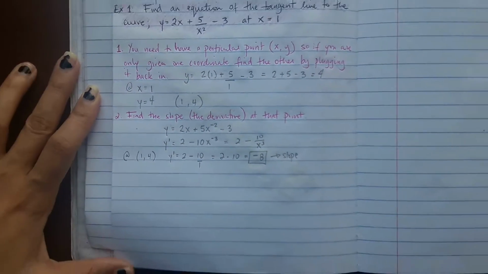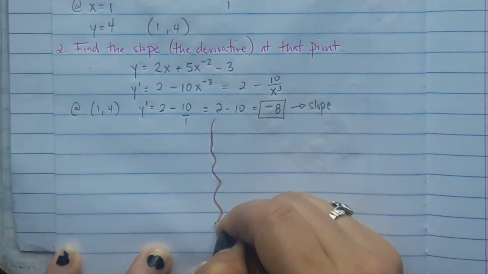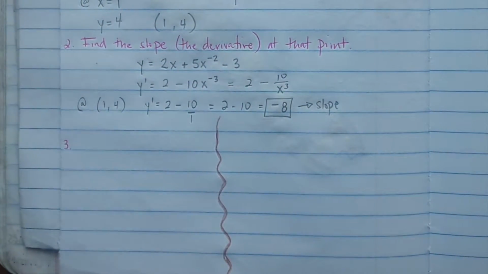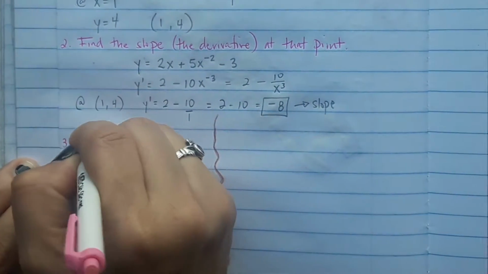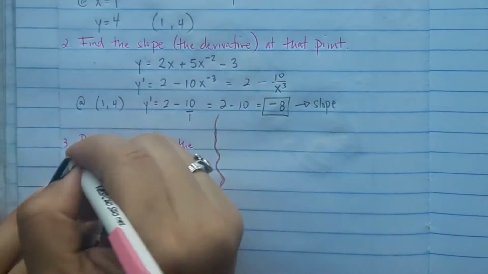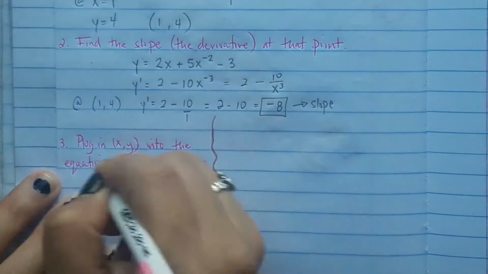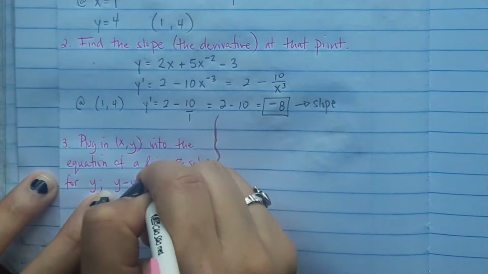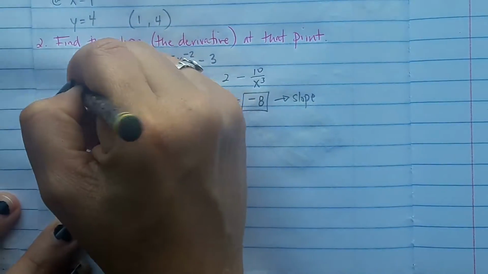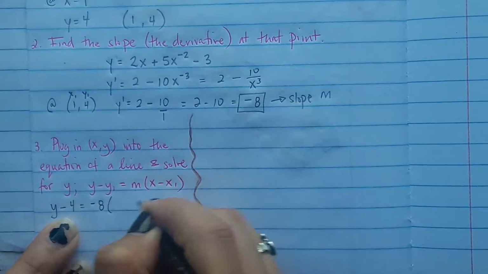Alright, the third step is you're going to plug in your point x, y into the equation of the line and solve for y. Now I'm going to split the page into two because I'm going to do both the tangent and the normal on the same page. And you've done this before, I'm just going over it again. What's the equation of any line? It's y minus y1 equals m, parentheses x minus x1. So just plug in where you see y1 put in 4, where you see x1 put in 1. And the slope is negative 8.